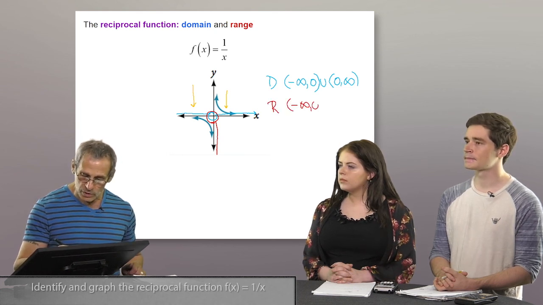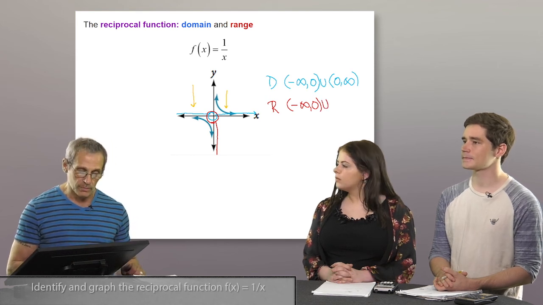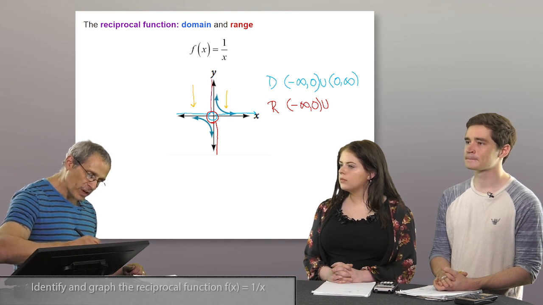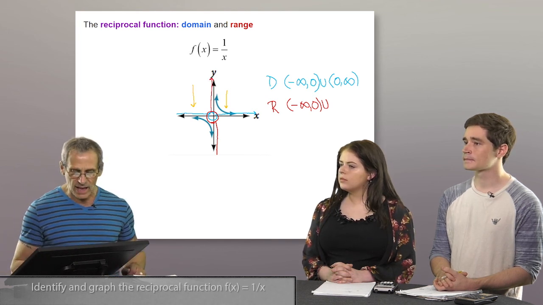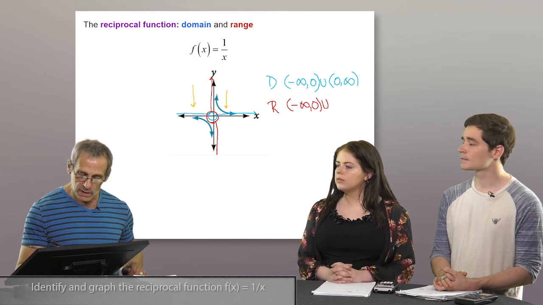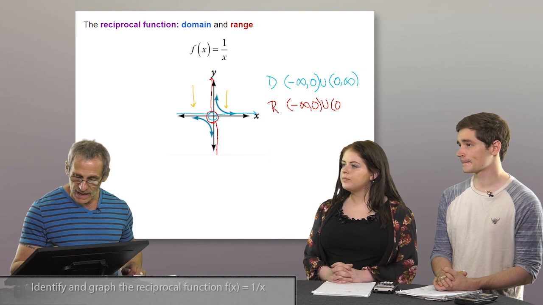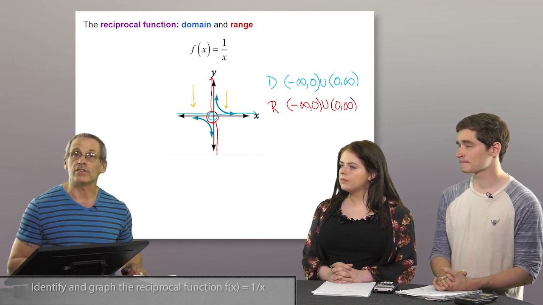And then what symbol did we use to join the intervals? We used a big U, big U for union. And then my outputs start to increase when I'm on the other side of the x-axis, so that interval would be what? It would be 0 to infinity. And again, I'm looking vertically at the extent of the graph.